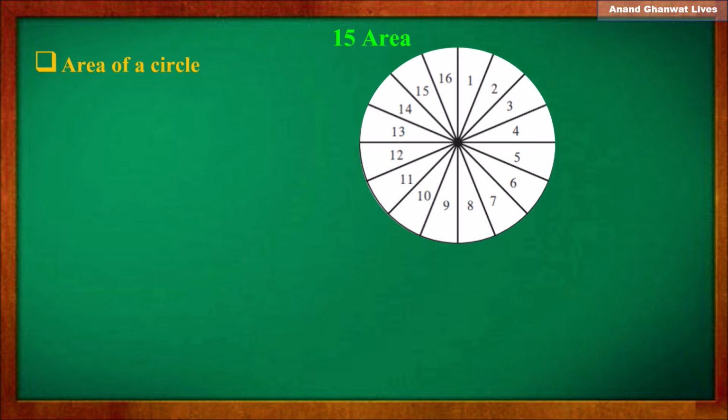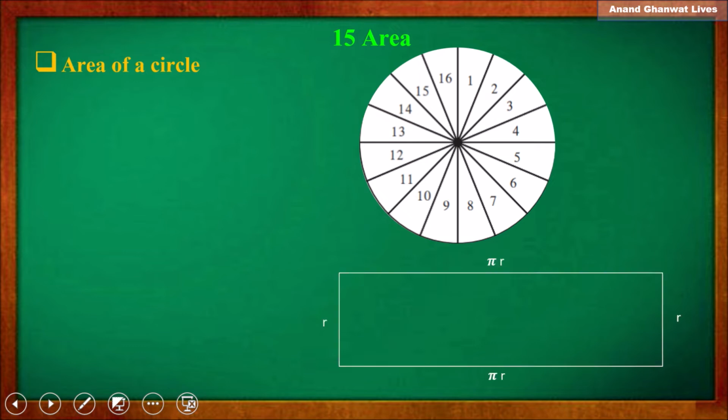So radius and circumference should be measured. After that you have to draw a rectangle on your notebook. Rectangle with length pi r, means half of circumference, and breadth equal to the radius of the circle. Now you have to cut all pieces, all 16 pieces.